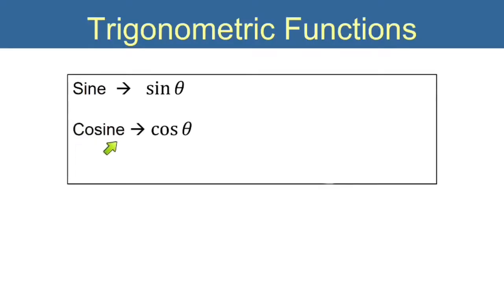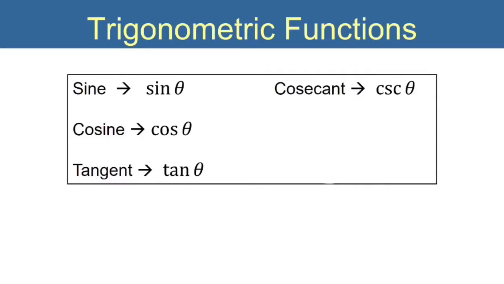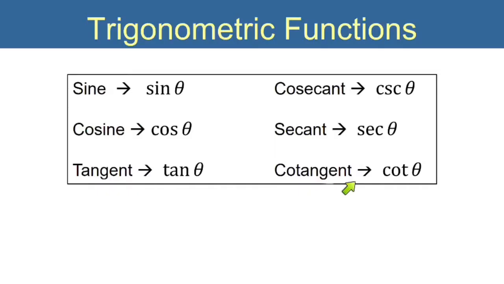The next function is cosine, and cosine is abbreviated COS. So this says sine of theta, this says cosine of theta. The next function is tangent. Tangent is abbreviated TAN, so this says tangent of theta. The next function is cosecant, and cosecant is abbreviated CSC. So this says cosecant of theta. Then we have secant of theta, SEC, secant of theta. And then cotangent is abbreviated COT.